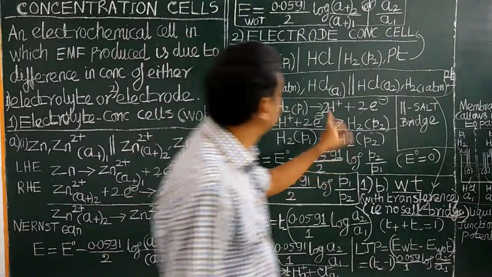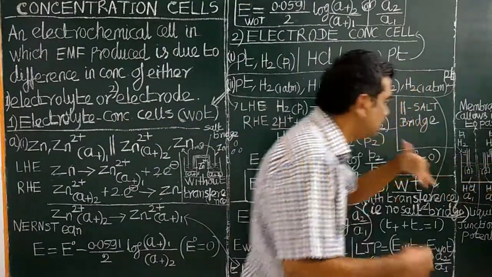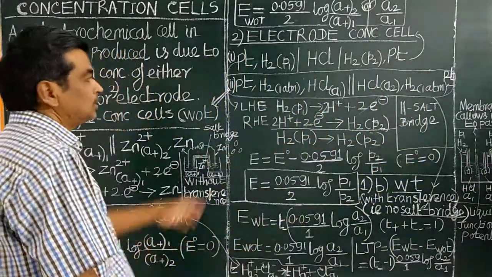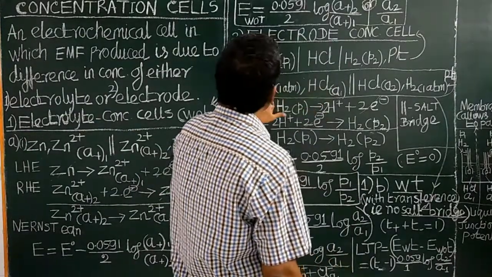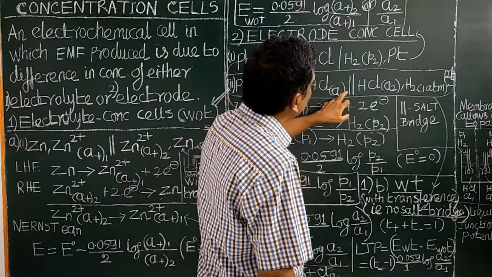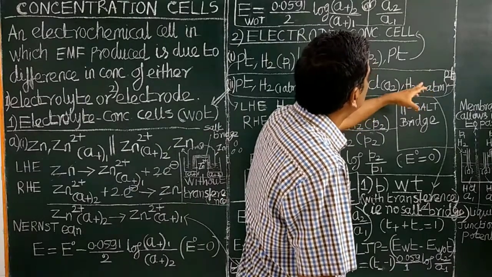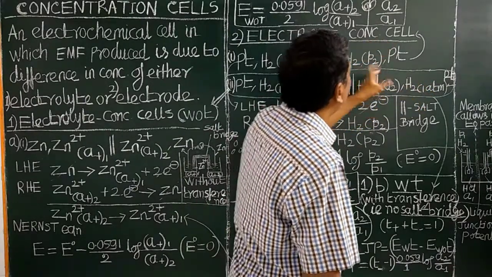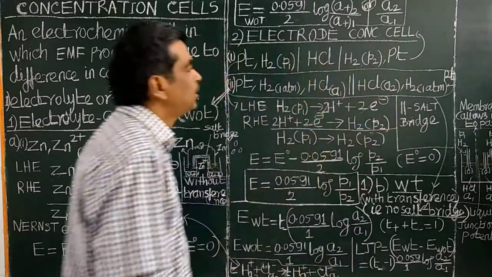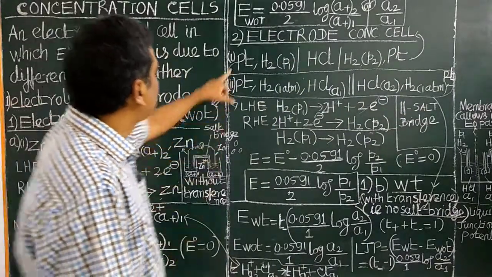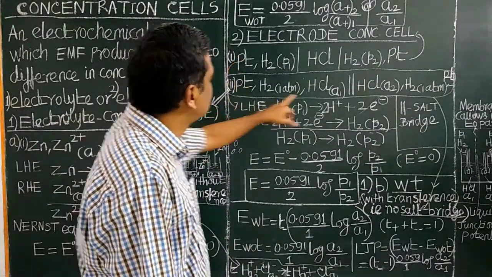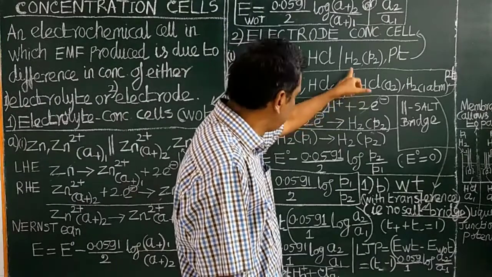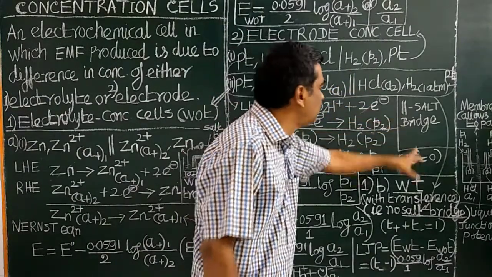They are dipped in two different HCl of different concentration. Two different HCl: platinum hydrogen electrode dipped in HCl of activity A1, and this platinum hydrogen electrode dipped in HCl of activity A2, or C2 concentration. Now let us see this one. This double line represents the salt bridge.